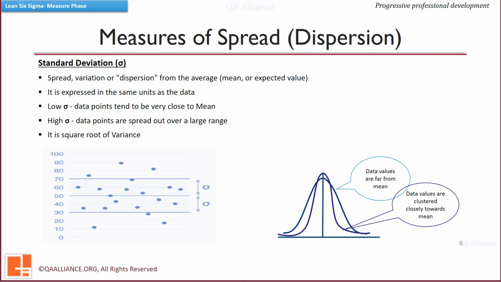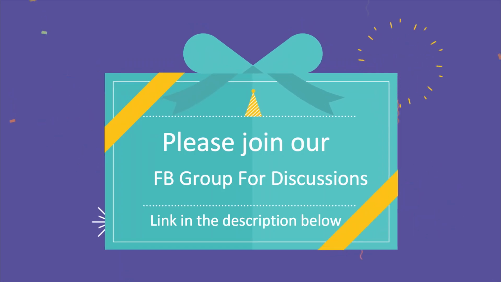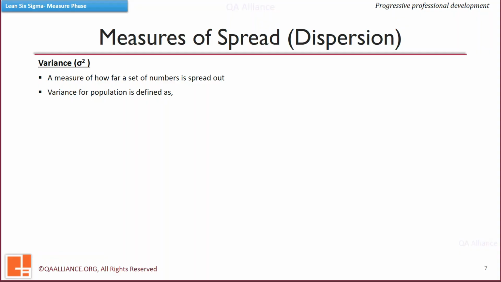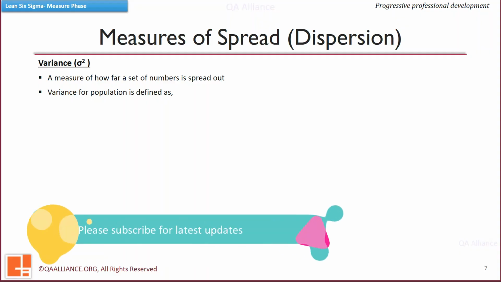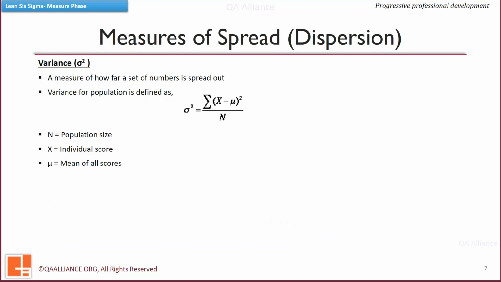Let us see now how to calculate variance. Variance is the average of the squared differences from the mean. To calculate the variance, we first have to calculate the mean. Then for each number, subtract the mean and square the result, the squared difference. Then calculate the average of those squared differences by dividing the summation by capital N, that is the population size.